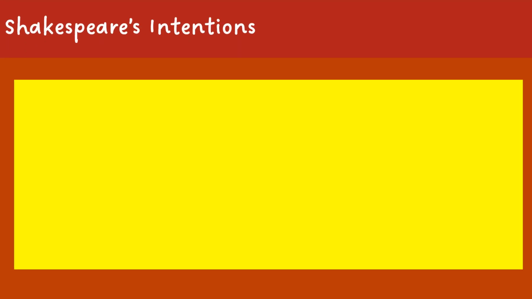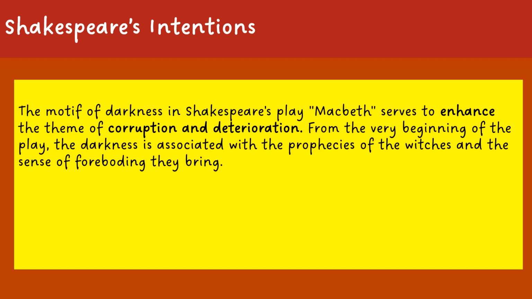Okay, so let's start with Shakespeare's intentions, and we need to look at why Shakespeare has included the motif of darkness, how it links to our characters, and what we might analyse within our essays. So, the motif of darkness in the play Macbeth is to enhance the theme of corruption and deterioration. From the very beginning of the play, the darkness is associated with the prophecies of the witches, and it creates this sense of foreboding that they themselves bring, that therefore Macbeth takes on.